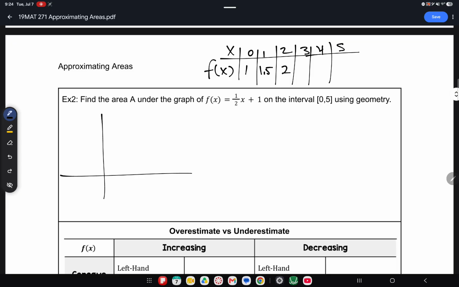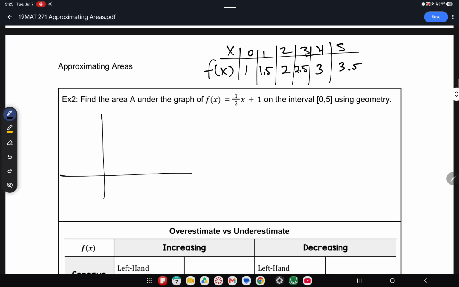If I plug in 3, it's 1.5 plus 1. I don't know why I said that, because that's 2.5. If I plug in 4, that's 2. 2 plus 1 is 3. And then this one is 3.5.